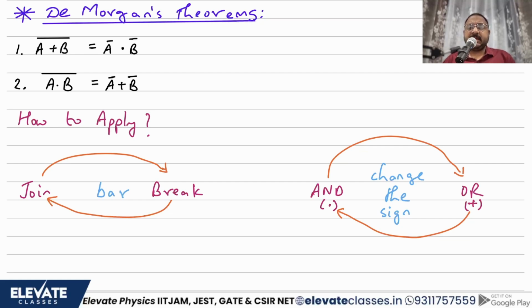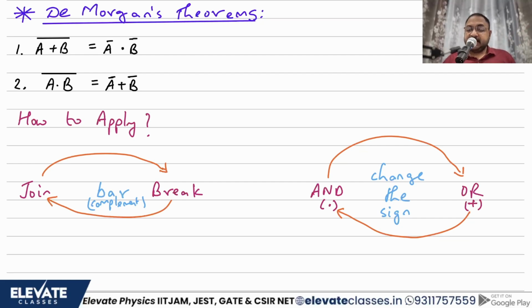So whenever you want to apply De Morgan's, you have to focus on two things. First, focus on the bar. The bar means the complement operator. Whatever bar you have, if it is joined on top of two variables, break it, whether it is 2, 3, 4, 5, doesn't matter. If you see a bar which is joined, break it. And if you see a bar which is broken, join it.